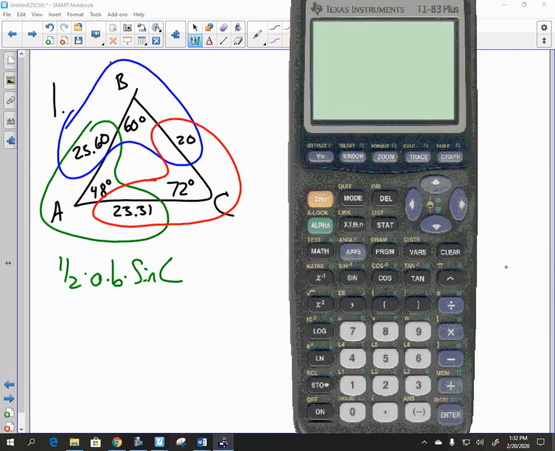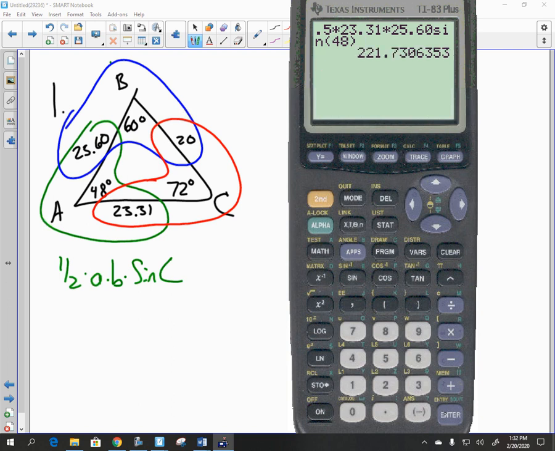Okay, folks, so here's how you do it. Let's check them all. Watch the green here. I got 0.5 times 23.31 times 25.60 times the sine of 48. The whole idea, folks, and the way you make it easy, is use two sides and the sine of the included angle. Multiply it, you get 221.73.